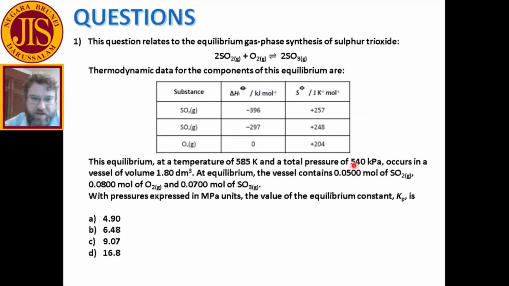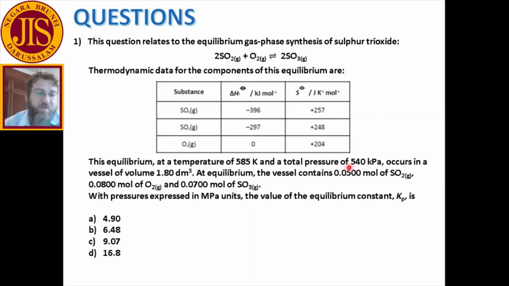There's another little catch here as well. They don't want the answer in kilopascals, they want them in megapascals. So we have to divide this figure by 1,000. Okay, so we'll end up with 0.54 megapascals. That'll be our total pressure.